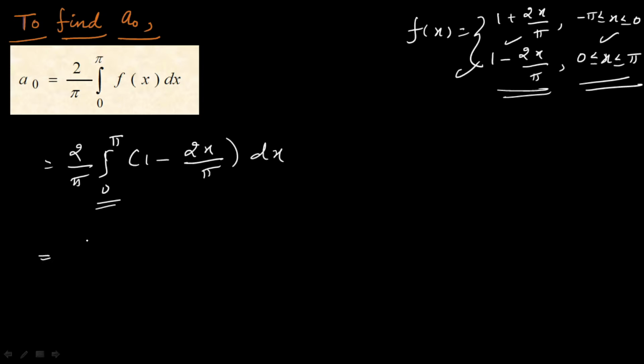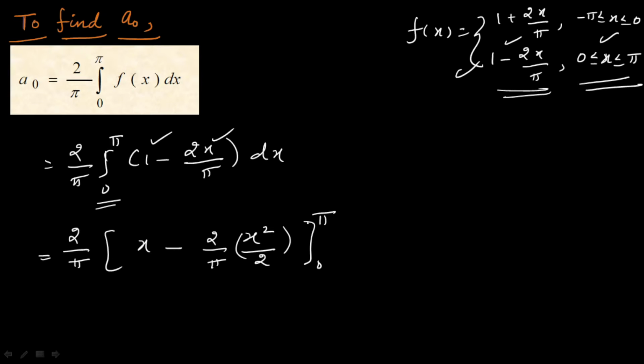So this is basic integration. You have to integrate directly. The first one, dx, is nothing but x itself, minus 2 by pi is a constant. So if you integrate, you take 2 by pi as a constant, and integrating x with respect to x, you get x square divided by 2, with the limit from 0 to pi. So that is equal to, simplifying this before substituting the limits, x minus x square divided by pi with the limit from 0 to pi.